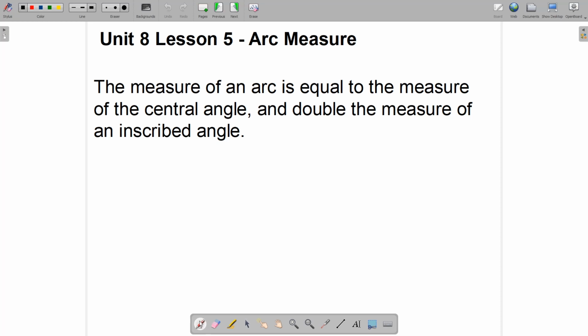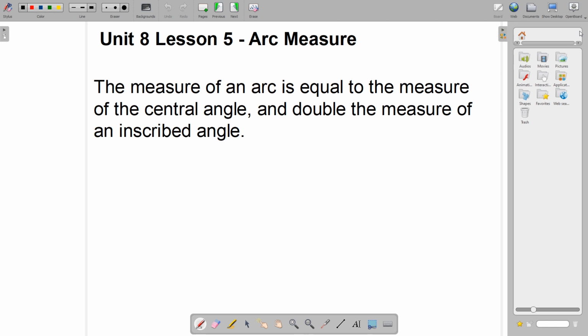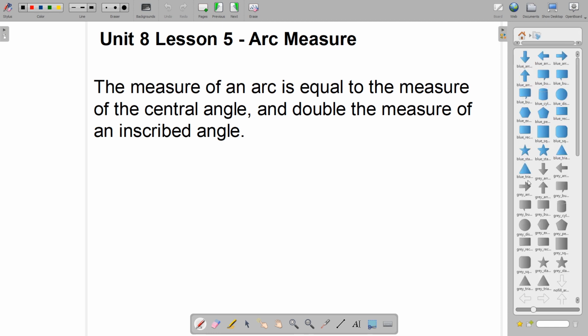So today we're going to talk about arc measure. We're kind of continuing talking about circles. So this is Unit 8, Lesson 5, arc measure. And the main idea behind this is the measure of an arc is equal to the measure of the central angle. And I'll explain what a central angle is here in just a second. And it's also double the measure of an inscribed angle.